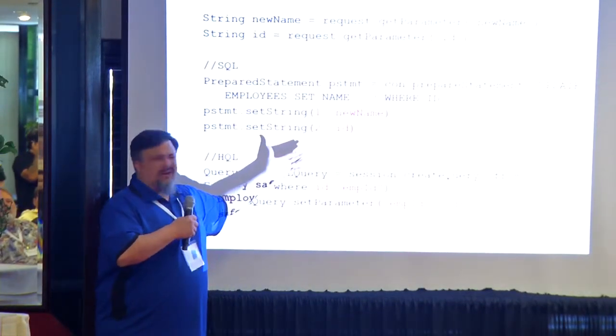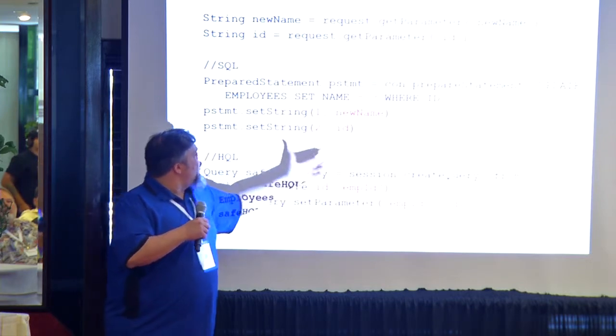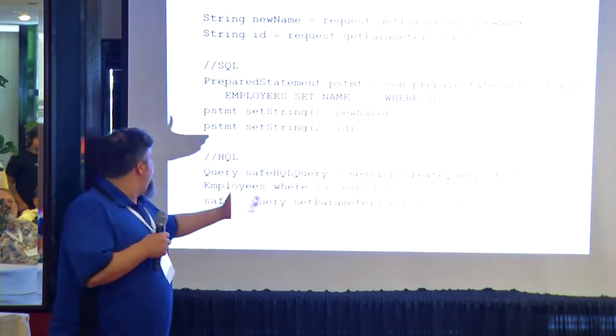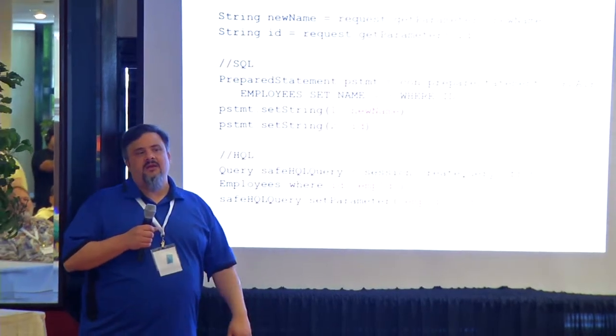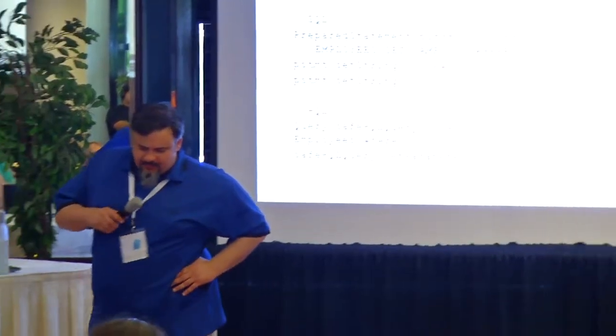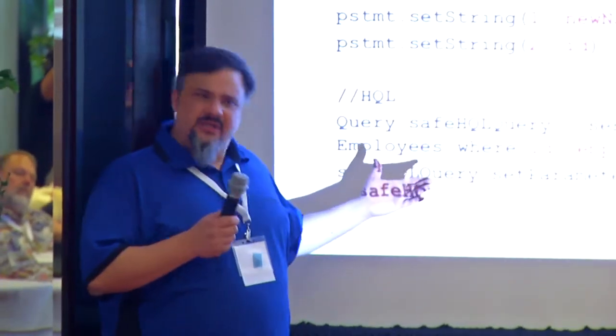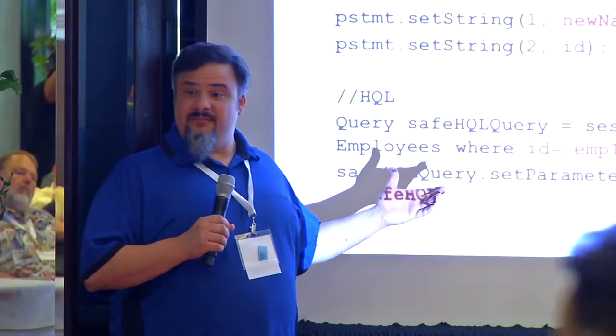We have our set string or set int calls, which bind untrusted data into these placeholders, and injection goes away. So the thing is, this is also a problem in object query databases. And we've used an API called Hibernate for a long time. It's an object relational mapping engine. The same language, the object query language, is used in NoSQL databases today.